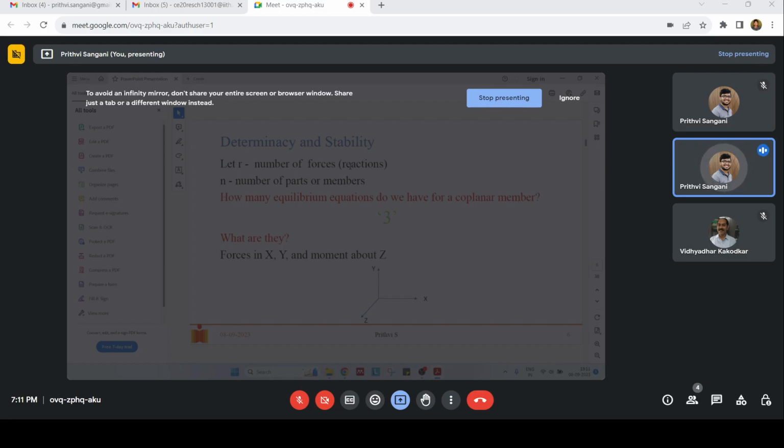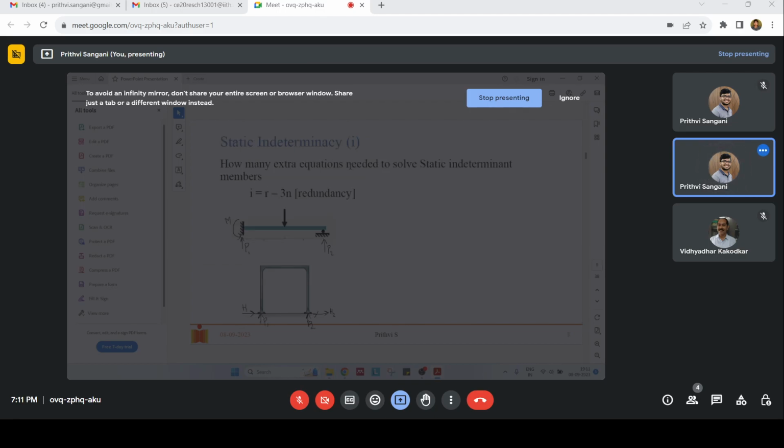So we have three different equilibrium equations which we use: sigma Fx equal to 0, sigma Fy equal to 0, and sigma Mz equal to 0. Only then are the forces equilibrated, and only then is the structure stable. We have seen this kind of question in our initial sessions, so I'm just skipping it.